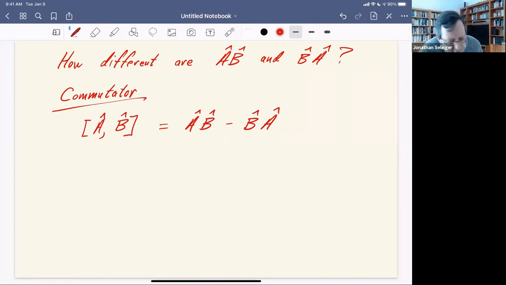So if operators do commute, that means the commutator is equal to 0, right? That there's no difference between those things. If operators don't commute, then the commutator is different from 0. So let's figure it out for the two operators d by dx and x.